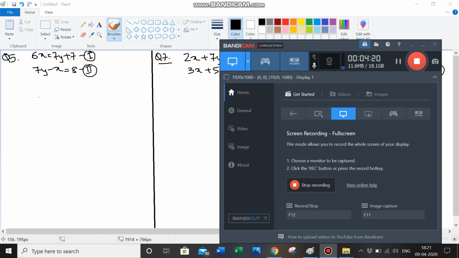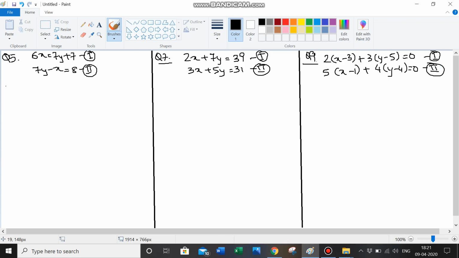So let's move on. In this question 5, 6x is equal to 7y plus 7, and y minus x is equal to 8. So the second equation gives me x is equal to 7y minus 8. Let's put x is equal to 7y minus 8 in my equation 1, and I get 6 times 7y minus 8 is equal to 7y plus 7.